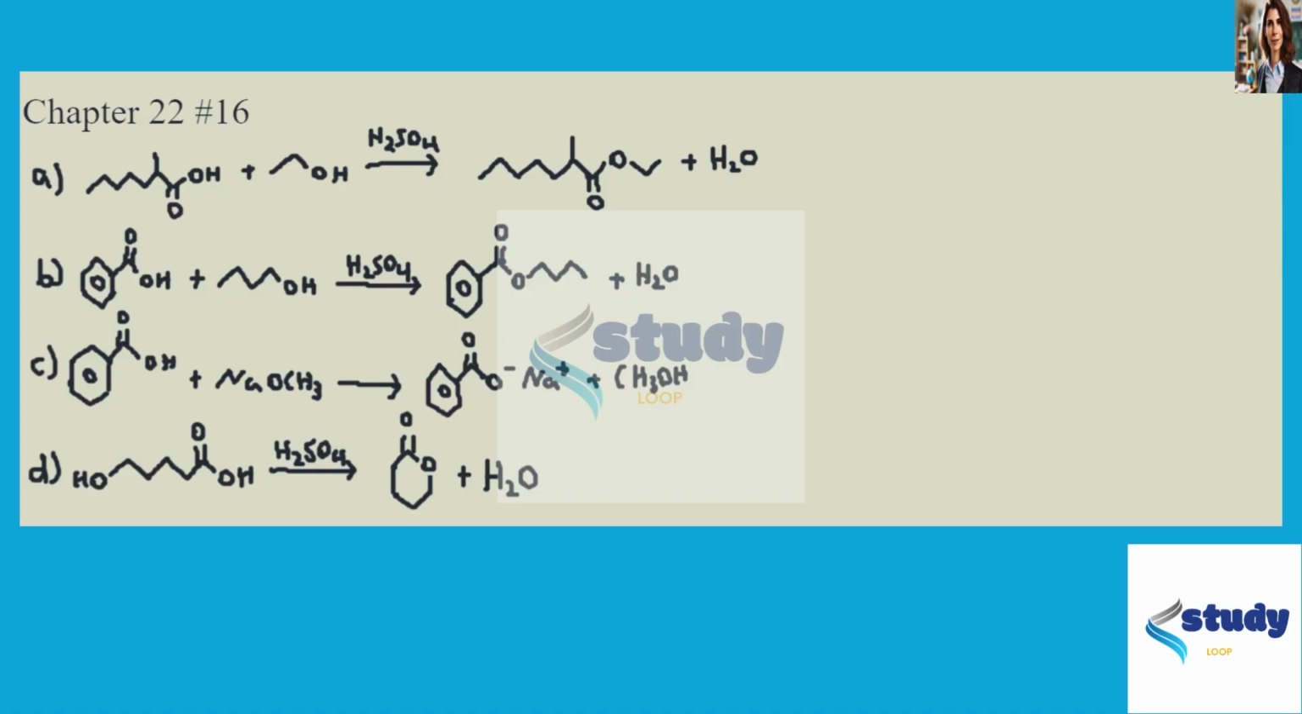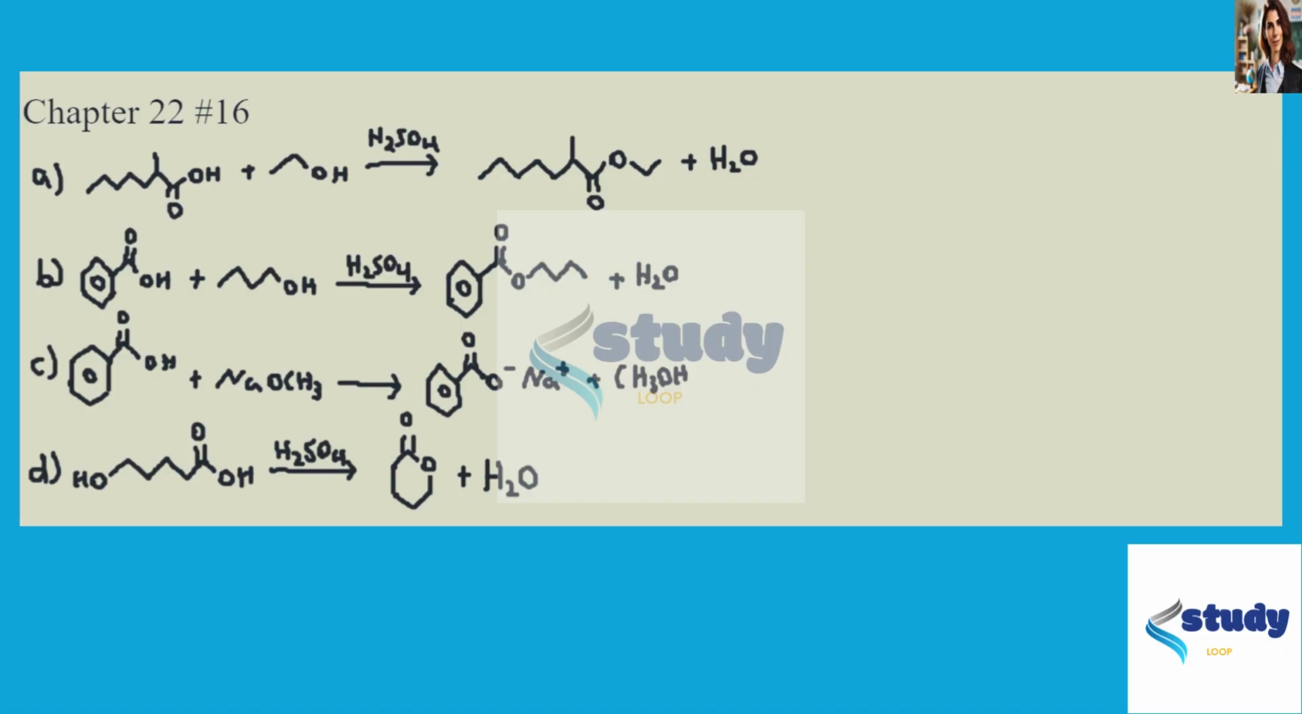This is the answer to Chapter 22, problem number 16 from the Smith Organic Chemistry textbook. And this problem is asking us to predict the products of four reactions. And the focus of this problem is the Fischer esterification.